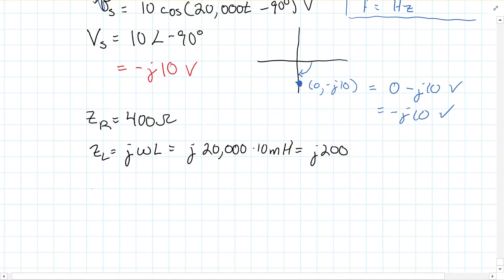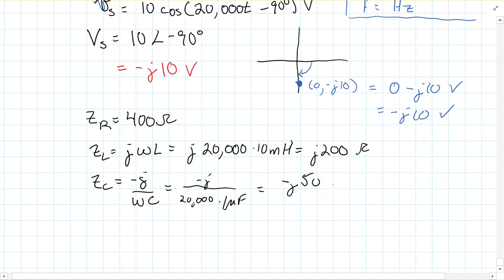And then if you do the impedance for the capacitor, that is negative j over omega C, which is negative j over 20,000 times 1 microfarad, which is negative j40. I'm sorry, not 40, I can't do computations correctly. Negative j50. And these units are both ohms. So negative j50 ohms.